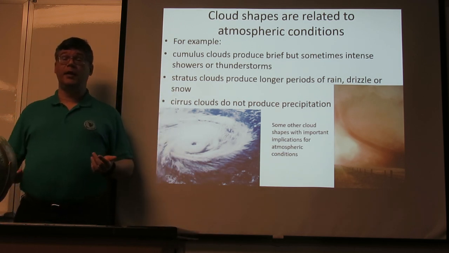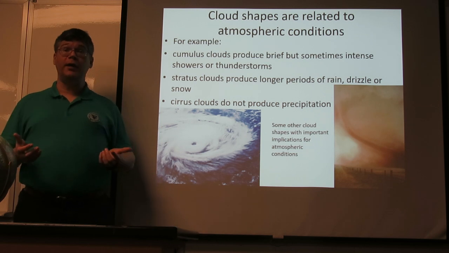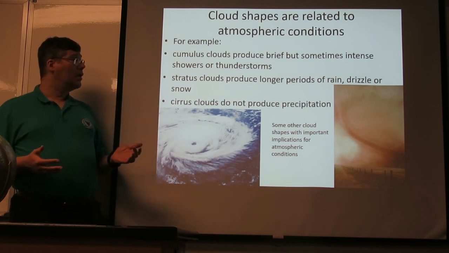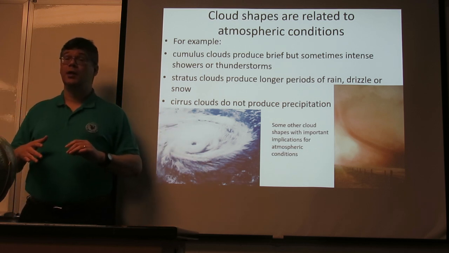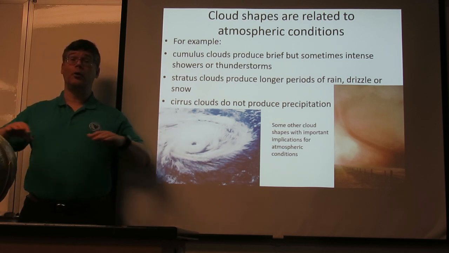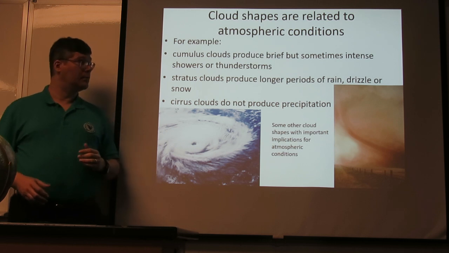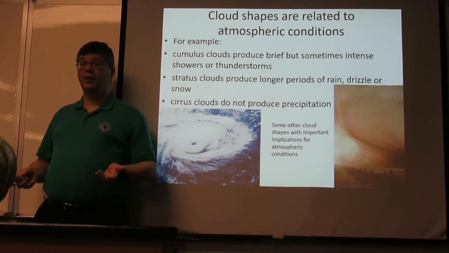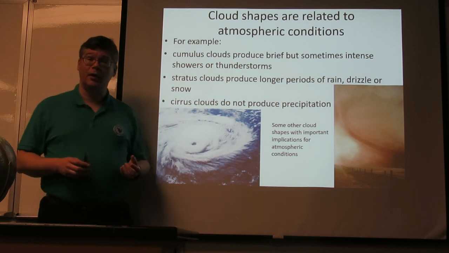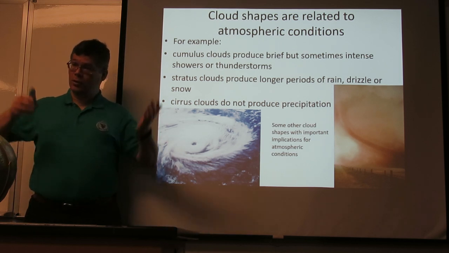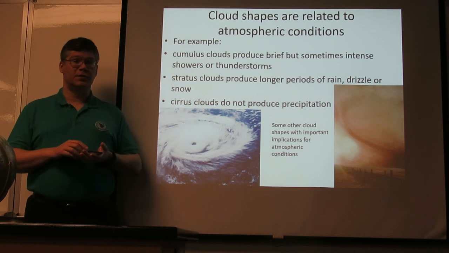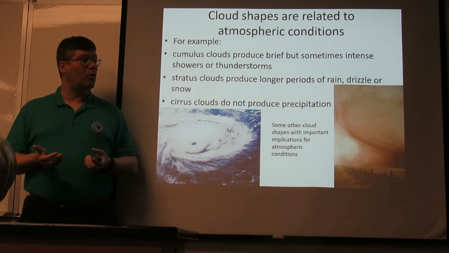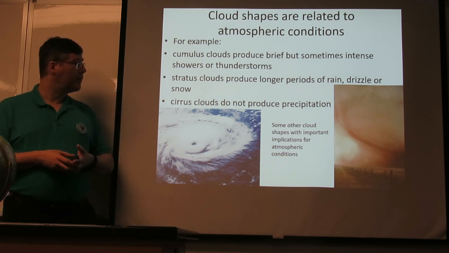Cumulonimbus typically gives us heavier rain, but not as long lasting, like a thunderstorm. Stratus clouds tend to give longer but lighter rain or snow. Cirrus clouds do not make rain or snow. They're too sparse, just ice crystals way up there. Stuff is not going to fall all the way to the surface from those.